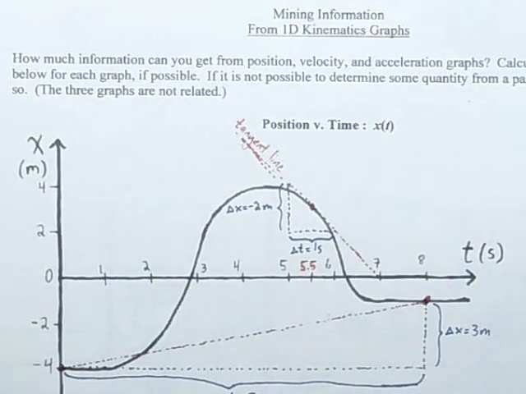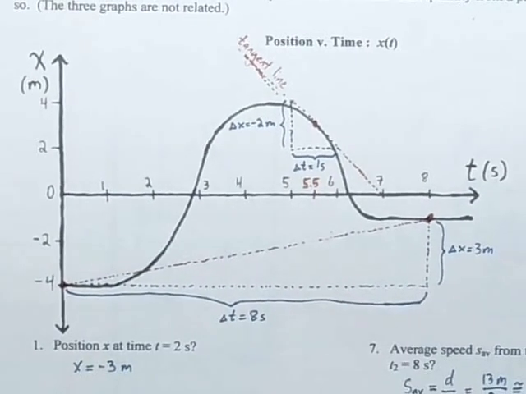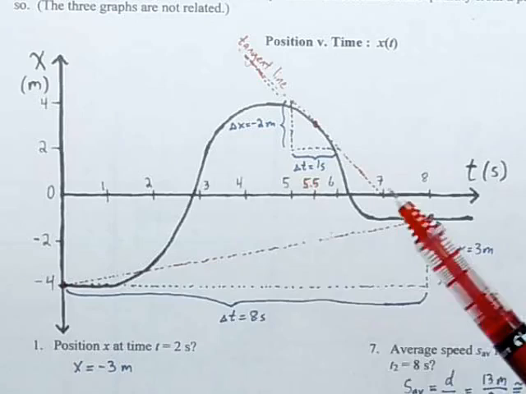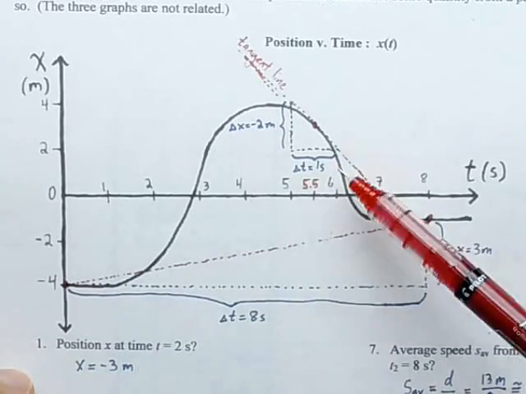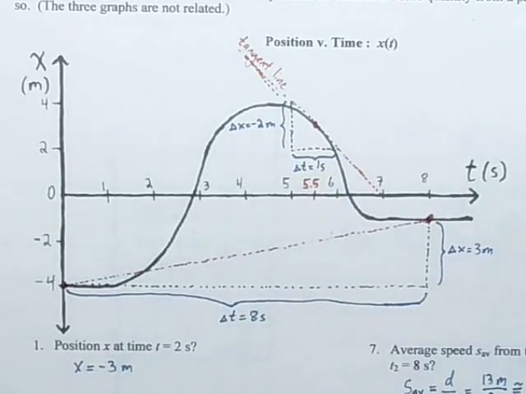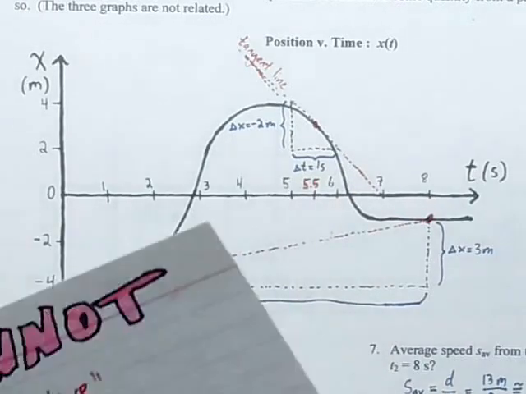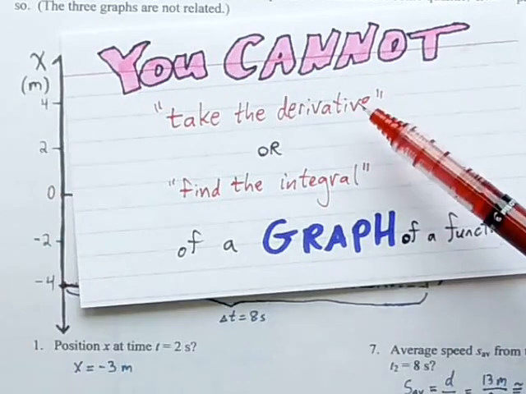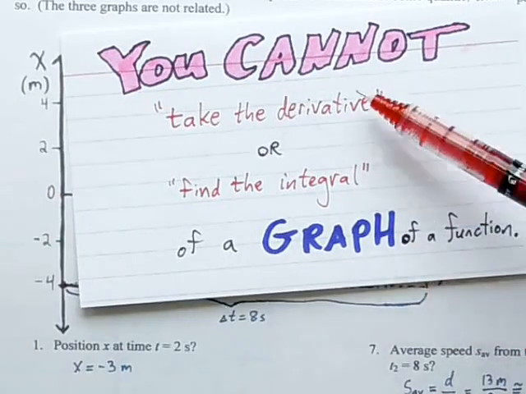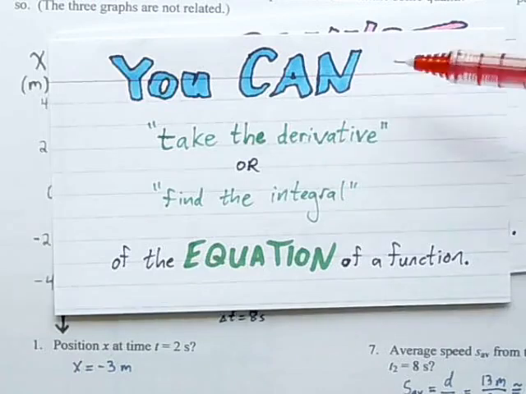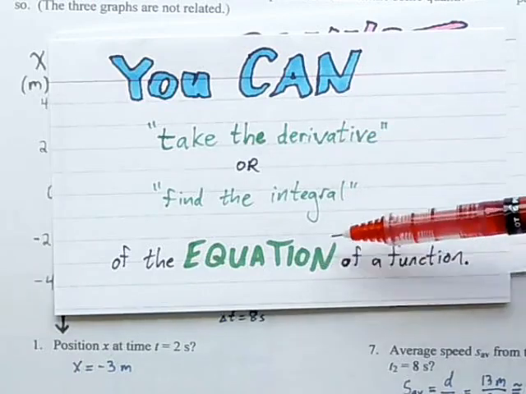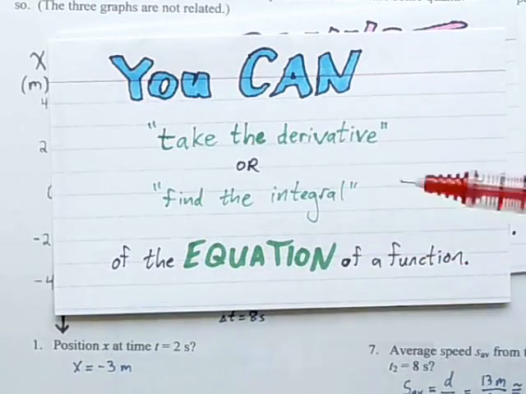The first general point I'd like to make is about language. If we have here a graph of a function on a grid, but we don't have the equation that describes this function, then we cannot say things like we're going to take the derivative of the graph. You can't take the derivative of a graph, and you can't find the integral of a graph. These are things that you do to an equation. You can take the derivative of an equation if you have one, or find its integral if you have the equation. But here, since we only have the graph, we can't do these things.